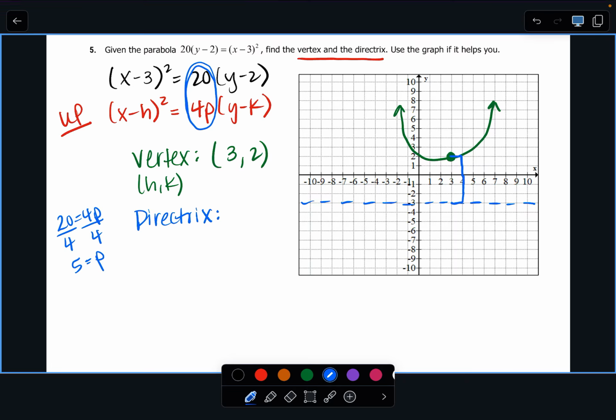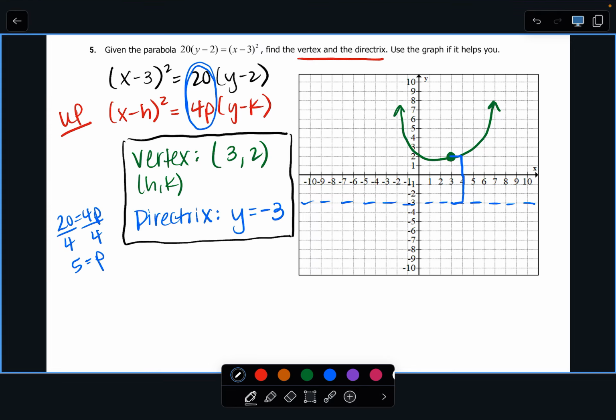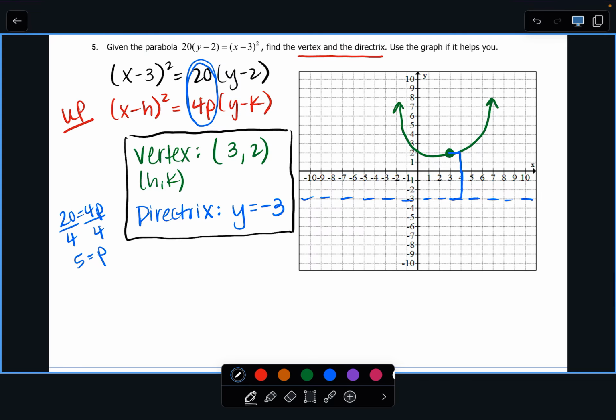It is horizontal, so it's going to be y equals, and you always want to look at the number that it passes through. In our case, the vertex is (3, 2) and the directrix is y equals -3. In problems like this, where we tell you we only want you to identify these two things, you don't have to do anything else. Literally, I found those two things. I'm not even going to do the focus or the axis of symmetry or anything like that. Only those two things.